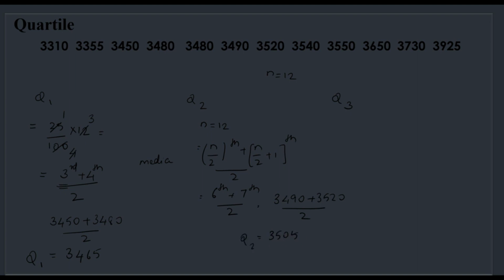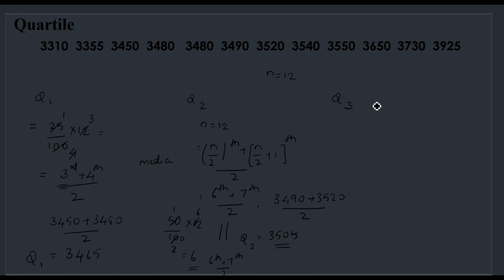If we calculate with the 50th percentile, what is it? 50 by 100 times 12, which is 6. So if the ith value is an integer, I equal to 6, we calculate the 6th plus 7th value divided by 2. Is it the same? So we can easily get Q2.